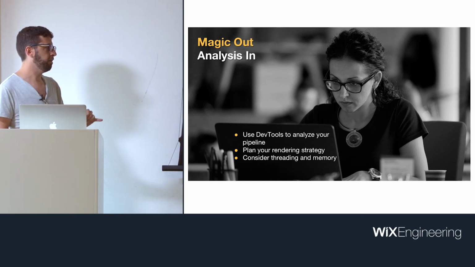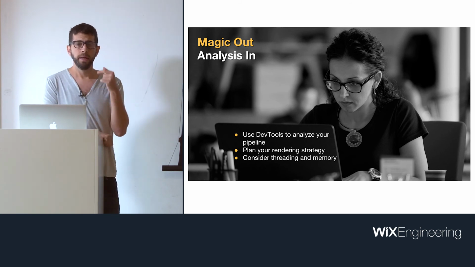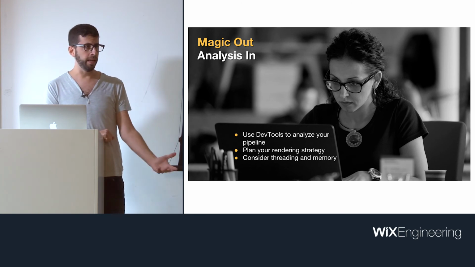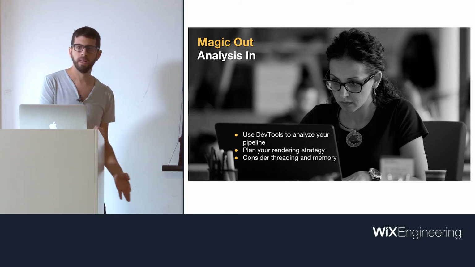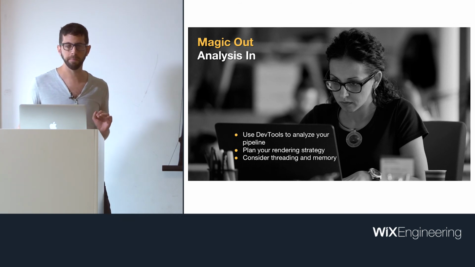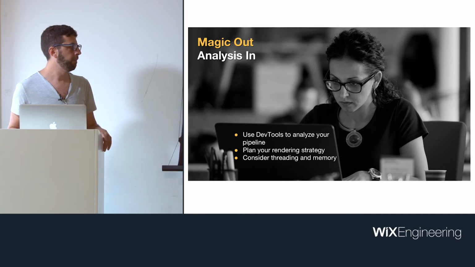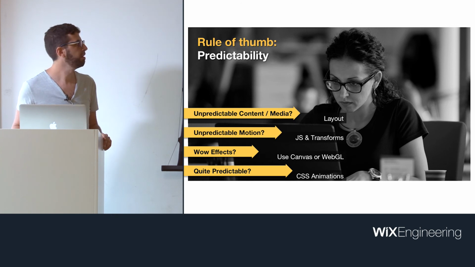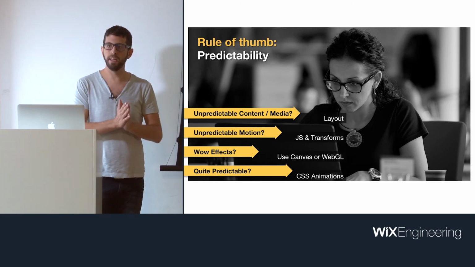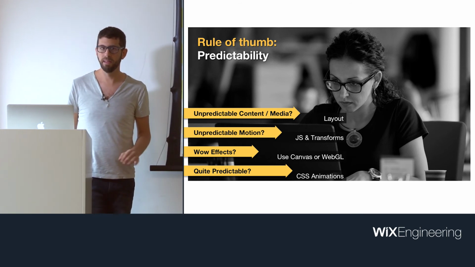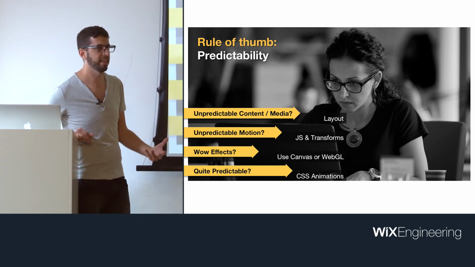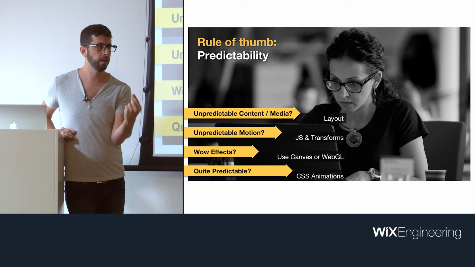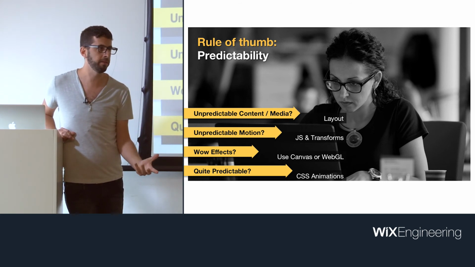Let's plan your render strategy. Consider threading and memory. Think about what operations can move to workers. Think about what operations can be done by the inherent browser threads, like scrolling and compositing. Don't just patch libraries together. Now, this is a rule of thumb, something you can take out of here and actually apply. Think about predictability when you try to figure out which ways of browser rendering to use.